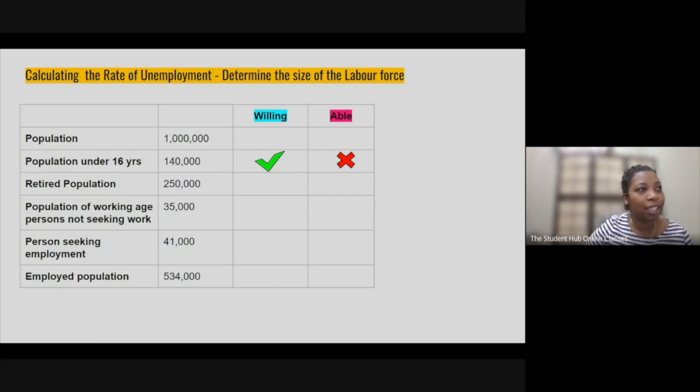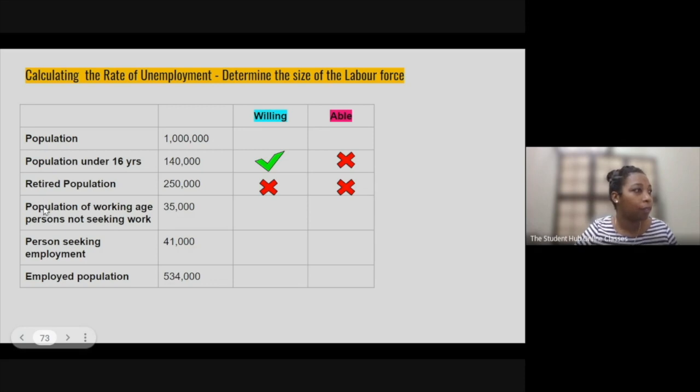What about the retired population? Do you think they're willing to work? All right, Julie Meyer says no. Well, the reason they're retired is because they don't want to work anymore, right? So they're not willing to work. Some of them might be able, but some may not be able to work either. So willing and able, scratch that. The retired population is not part of the labor force.